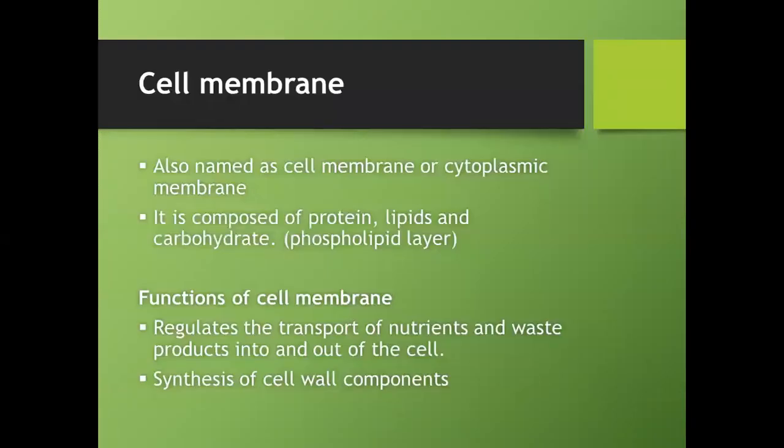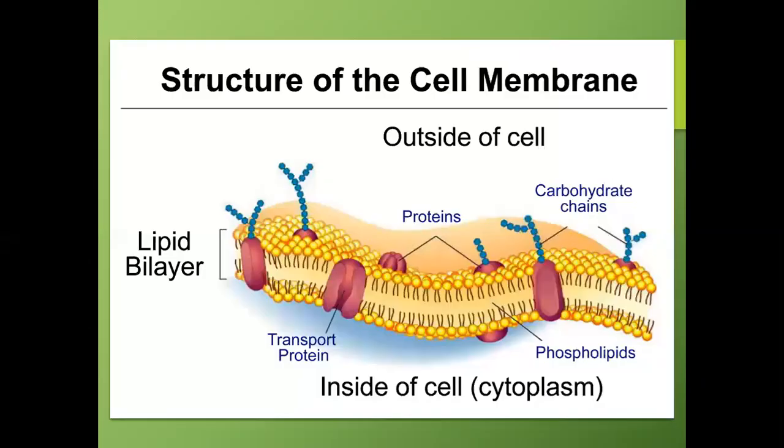So after the cell wall, we go to the cell membrane. Now the cell membrane is also called the plasma membrane, or the cytoplasmic membrane. It is composed of protein and lipid layer, and then there is also a carbohydrate element, which forms the phospholipid layer. So it's mostly composed of protein, lipids, and carbohydrates.